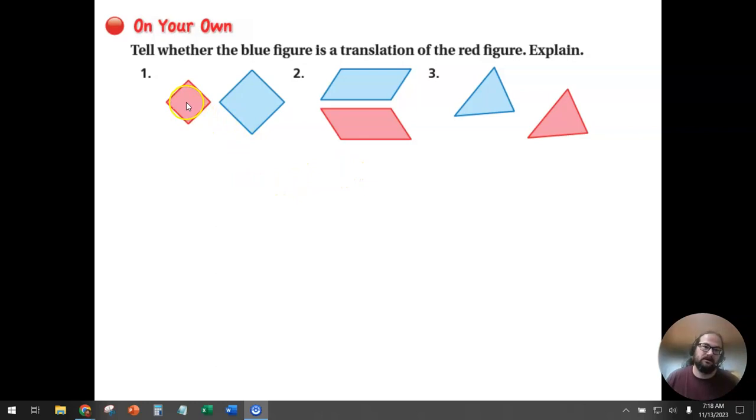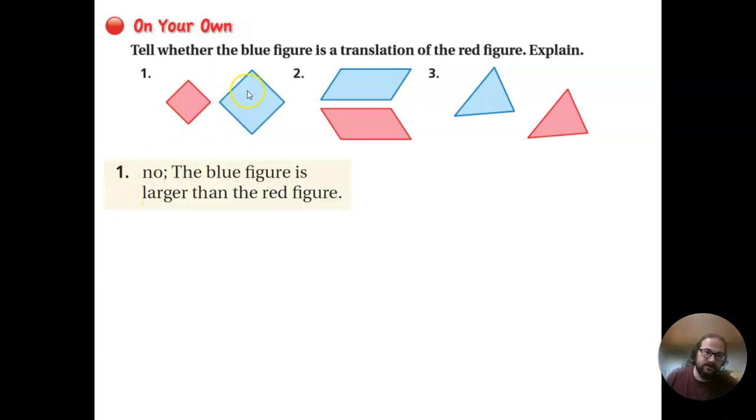All right, so let's take a look. Is the blue figure on number 1 a translation of the red figure? In this case, the blue figure is larger, it's bigger, so it's not the same size. So we did more than just slide. So no, it is not a translation.